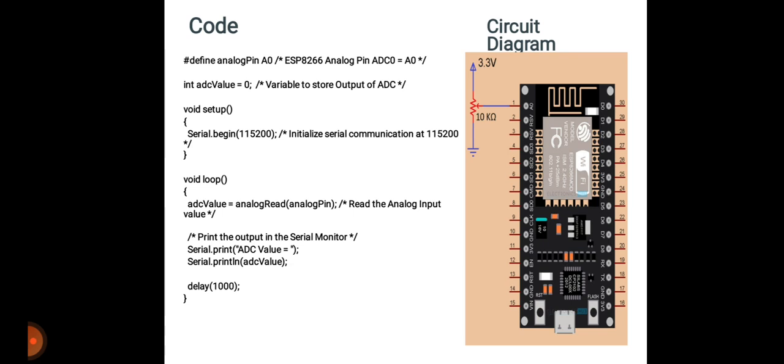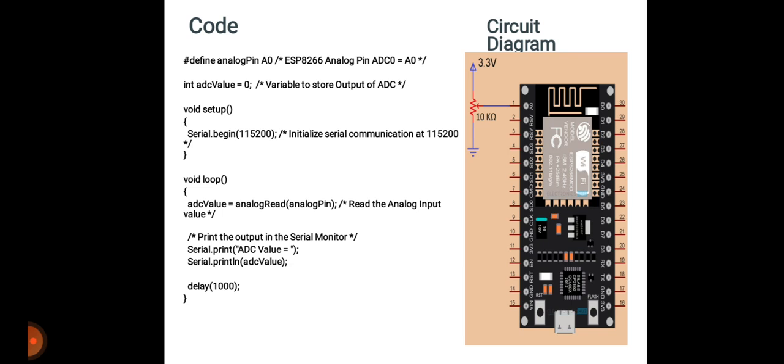First of all we define the analog input signal, that is, #define ANALOG_PIN A0. We are giving input to the A0 pin, the ESP8266 analog pin. Then int ADC_value equals 0. This is the variable to store the output of the ADC. Then void setup. In this we are not writing any value.